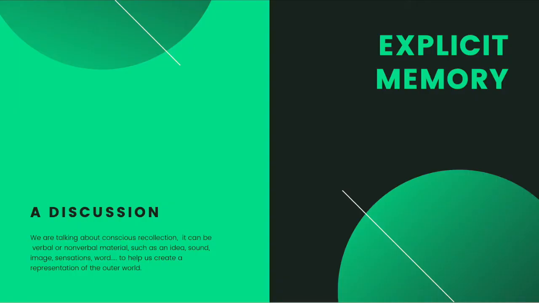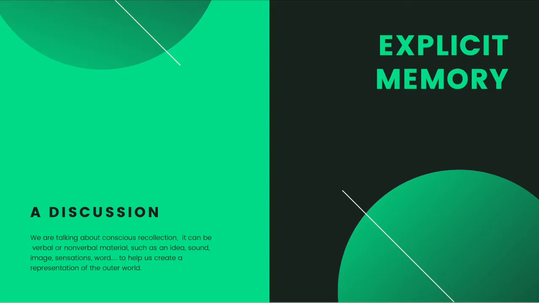Now, when we talk about our explicit memory, we can be talking about a lot of verbal or non-verbal material. It can be an idea, it can be sound, it can be an image, a sensation, an odor, or a word. It is through this memory system that our external world processing is formed.